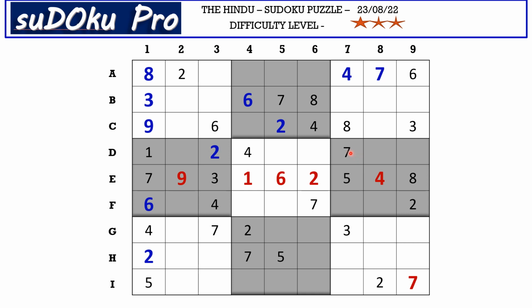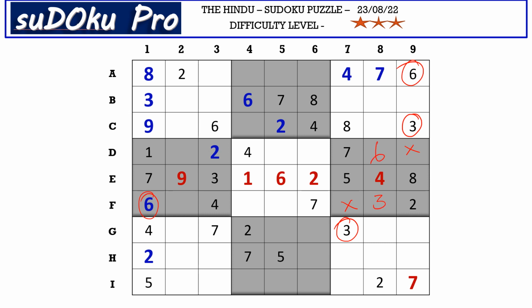Let's try to fill the sixth block. There is 3 and 6 in column 9 blocking this cell. There is 6 and 3 here which blocks this cell. Now there are only 2 cells left empty and 3 and 6 goes in these 2 cells. Since there is a 6 in F row, F8 takes 3 and D8 takes 6.